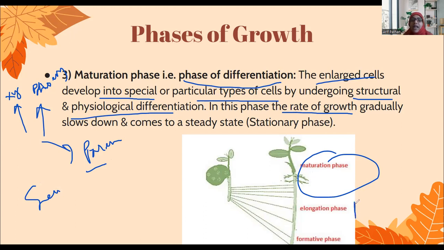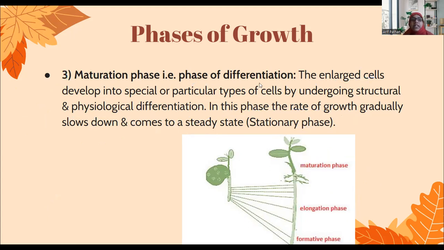So the growth is maximum in the elongation phase, slow in the formative phase, and again it slows a little in the maturation phase, and then finally it comes to a stationary phase, a steady phase, wherein the growth is happening at a very steady pattern, after the maturation phase. So these are the three phases of growth that occur in plants: formative, elongation, and maturation.